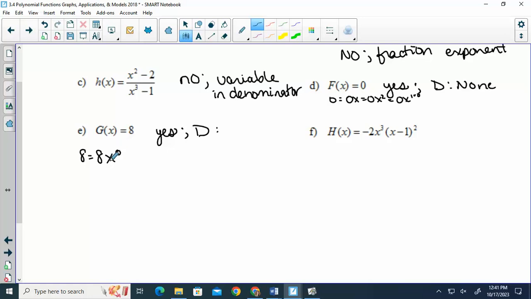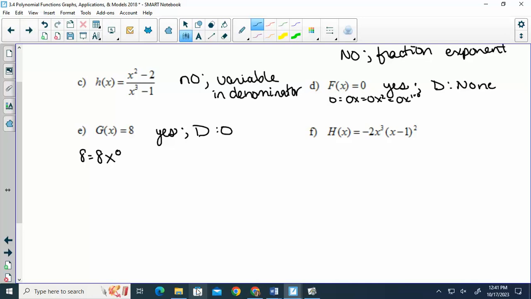Because anything to the 0 power becomes 1. So this is like degree 0. Another way to think about degree is like saying how many variables are there. So if you just have a plain 8, there are no variables with it. So the degree is 0.